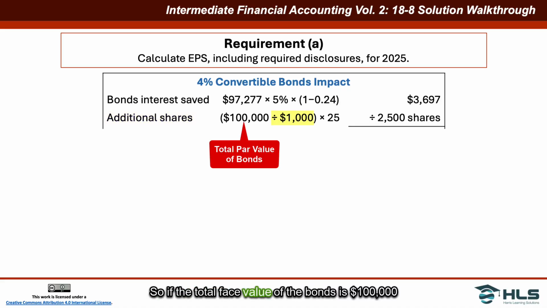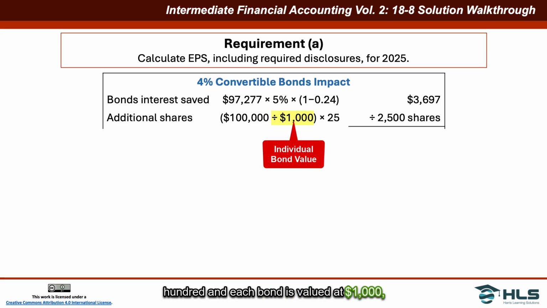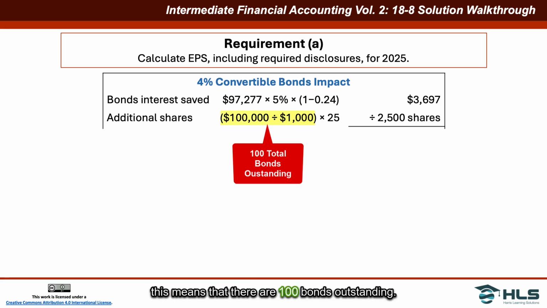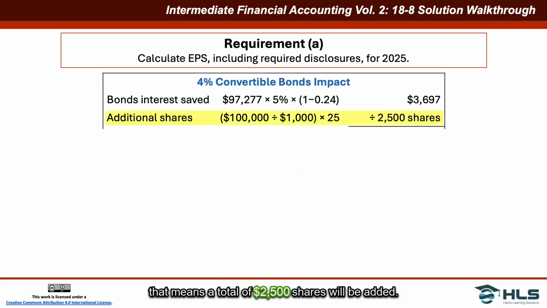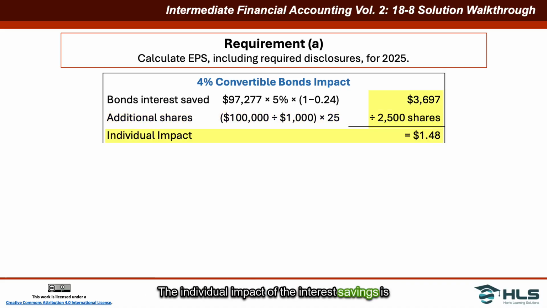Now, if those bonds are converted, they will add additional shares. So if the total face value of the bonds is $100,000, and each bond is valued at $1,000, this means that there are 100 bonds outstanding. And if each bond is convertible into 25 shares, that means a total of 2,500 shares will be added. The individual impact of the interest savings is calculated as the total interest saved of $3,697 divided by the 2,500 additional shares, which results in an individual impact of $1.48 per share.